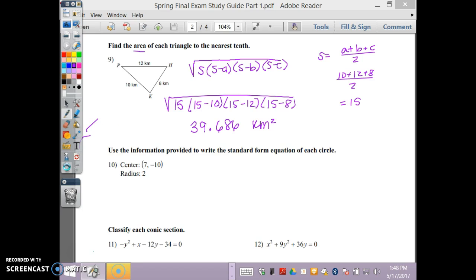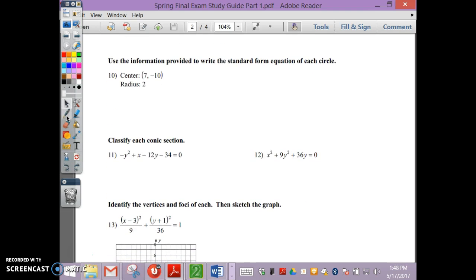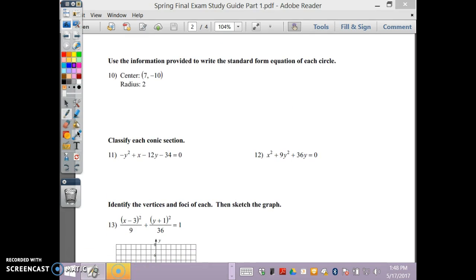Okay, next one. Now we're into conics. We're at the standard form of the circle. So remember, circles are x minus h squared plus y minus k squared equals r squared. Our h is 7, our k is negative 10, so x minus 7, y minus 10, and then my radius squared is 4.